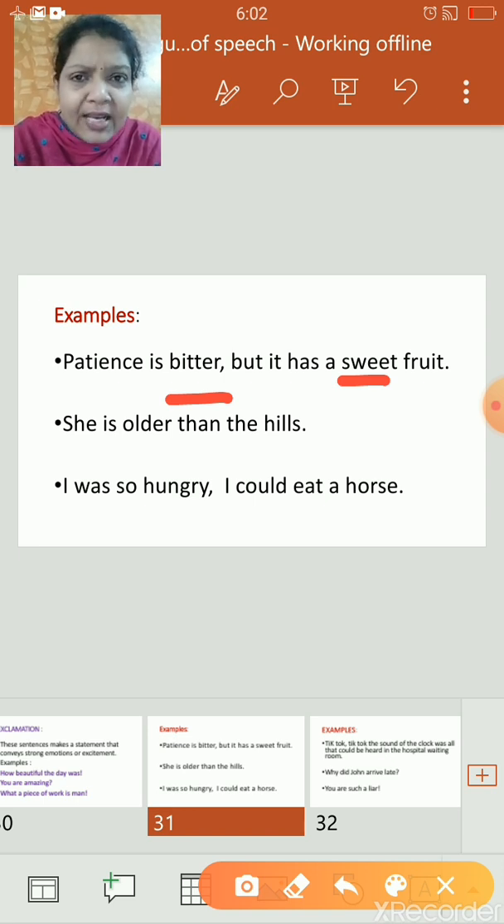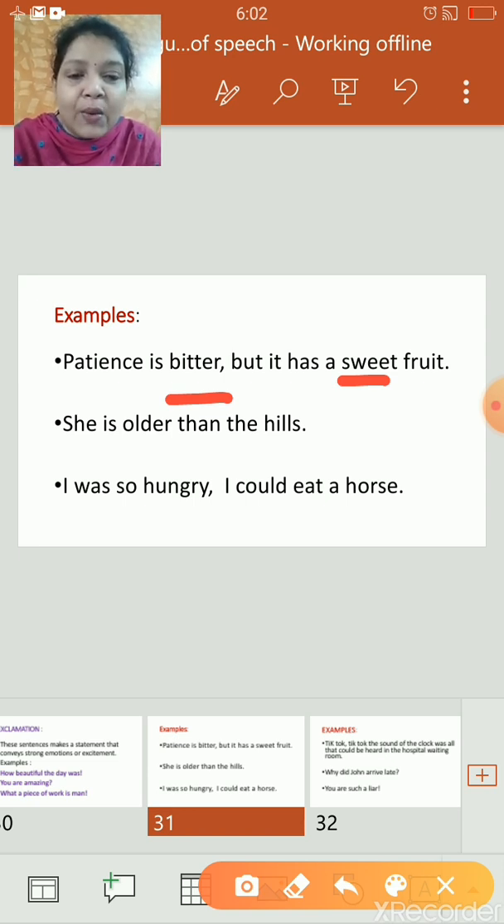Yes. Now the next one. I was so hungry I could eat a horse. Of course, when we are hungry, we will definitely not eat a horse. So yes, this is again hyperbole, right?